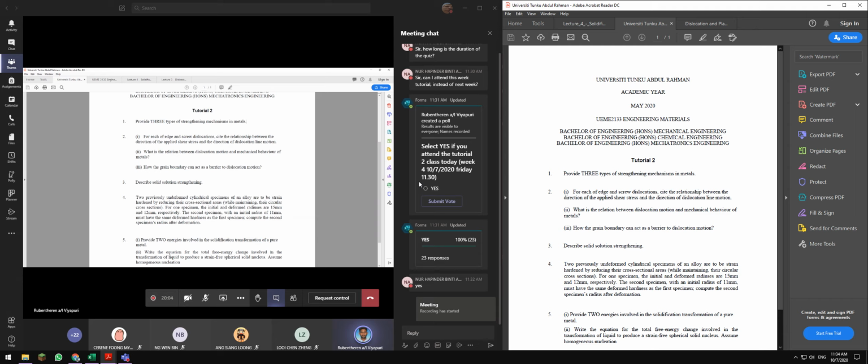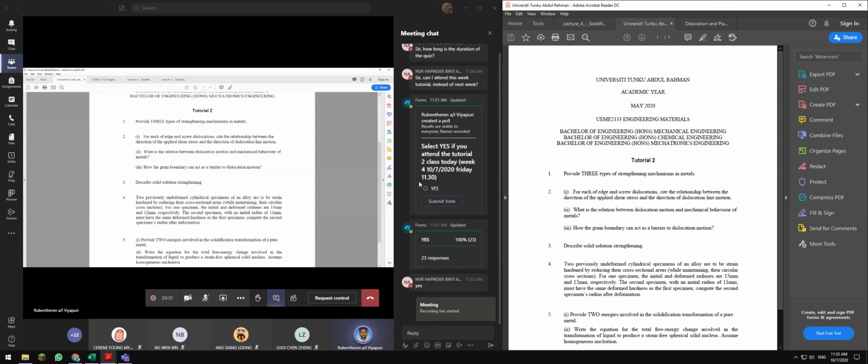So what will be the direction of dislocation line motion in terms of the direction of the shear stress? Is it parallel or is it perpendicular? And then, what is the relation between dislocation motion and mechanical behavior of metals?